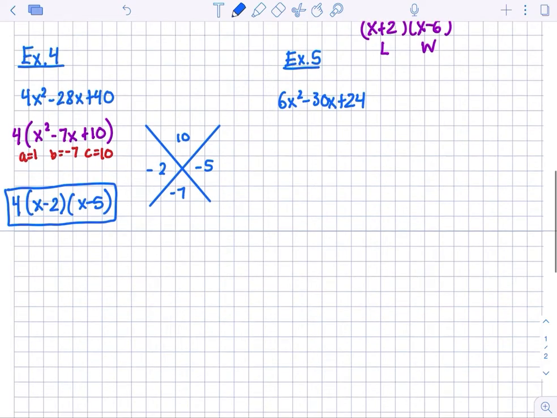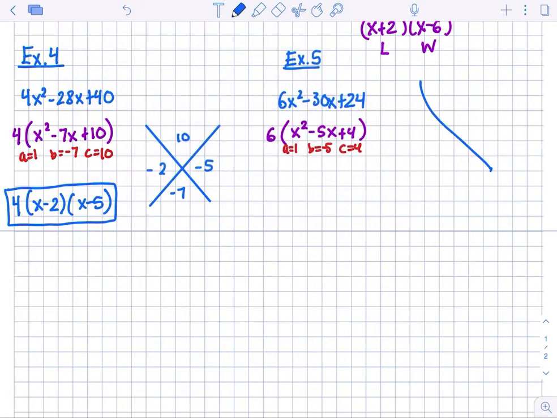Okay, last one, example 5. So this is A not equal to 1, so that's a problem. But once you recognize that, you should automatically ask yourself, can I factor out anything from every term? And you can. You can factor out a 6. So 6 in parentheses, 6 divided by 6, 1, so just x squared. -30 divided by 6, -5. 24 divided by 6 is 4. And now we have our A value, B value, and C value in the parentheses.